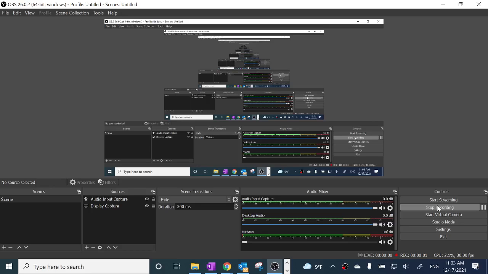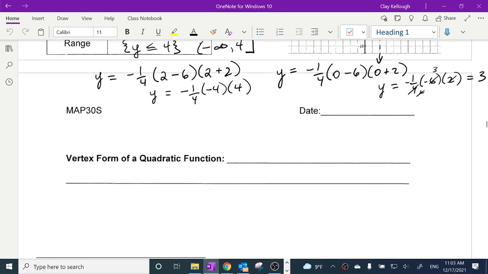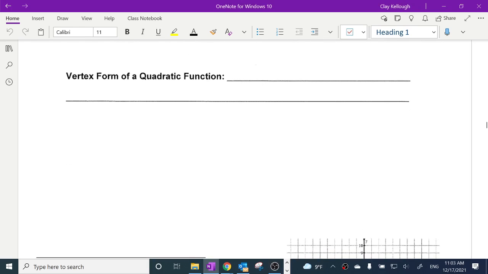Okay, so this is the second part of the 7.4 lesson for my applied math grade 11s. And we are on this page here. If you have the pages numbered, it's page number 14. And this is actually kind of just a summary page.